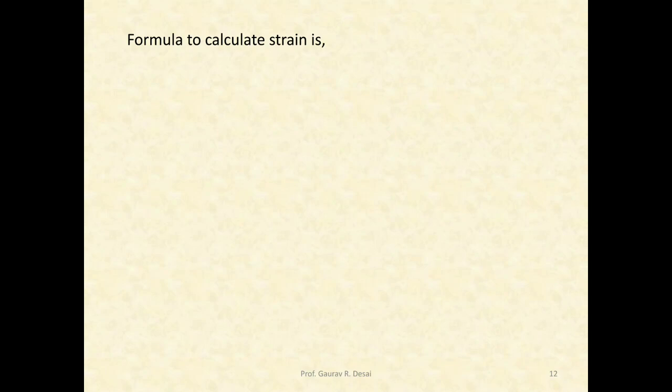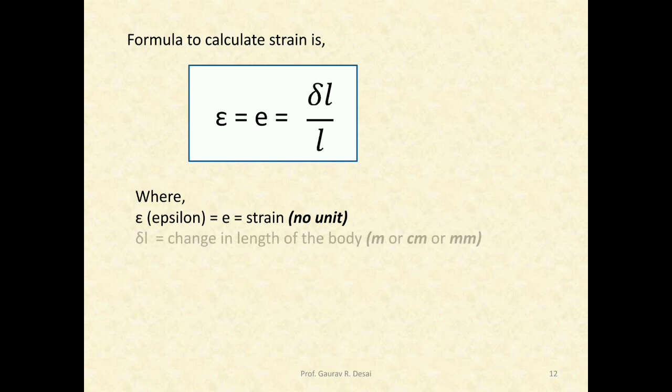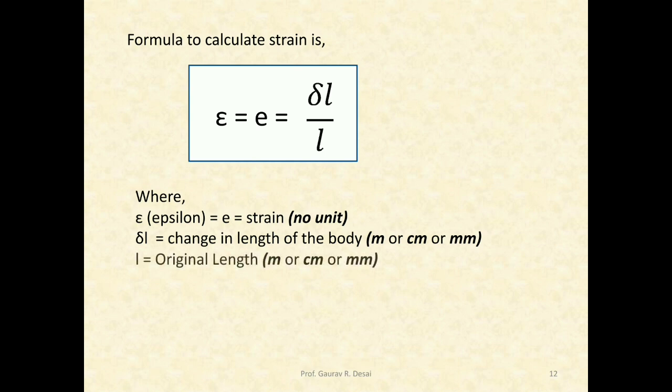Now the formula to calculate the strain is epsilon equals delta L upon L. Here the term epsilon is used to denote strain, or it is also indicated by small e. Strain has no unit. The other term, delta L, is the change in length of the body, which is in meter or centimeter or mm. L is the original length of the body, which will again be in meter or centimeter or mm.